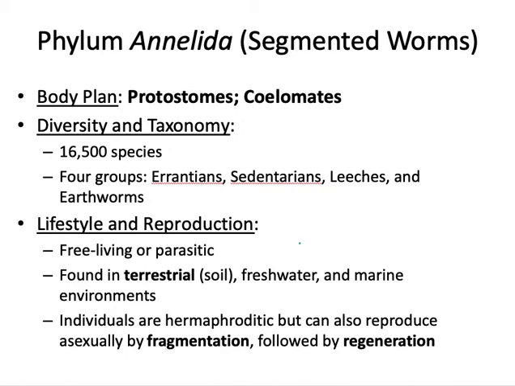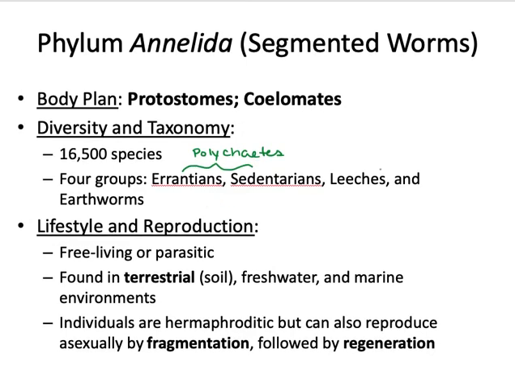There are 16,500 species, and there are 4 lower groups. So we've got the Errantians and the Sedentarians. These are also known as the polychaetes. And then we have the oligochaetes, which are the leeches and the earthworms.